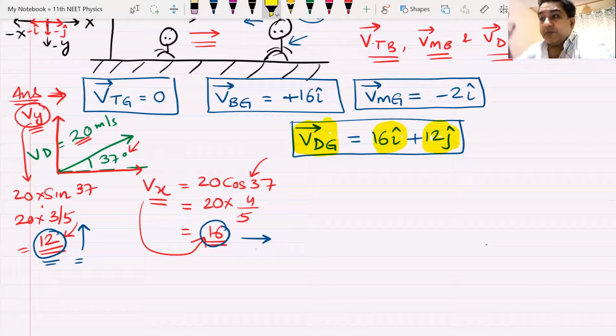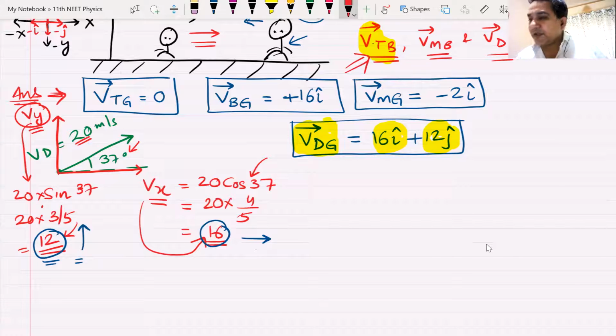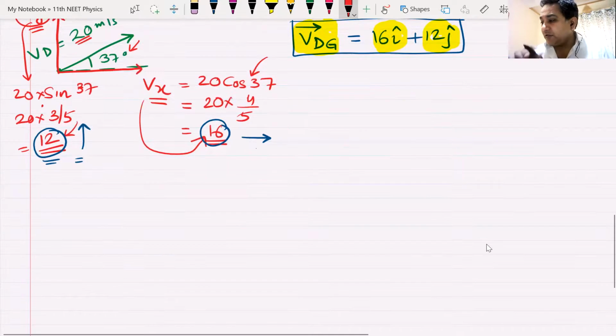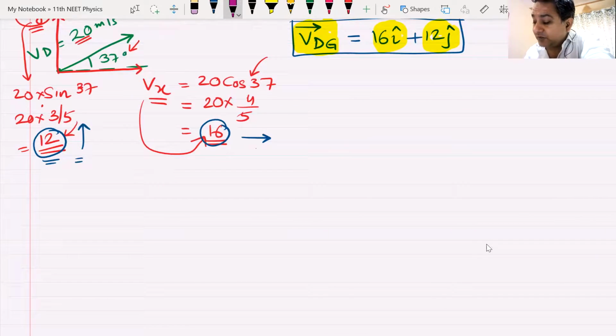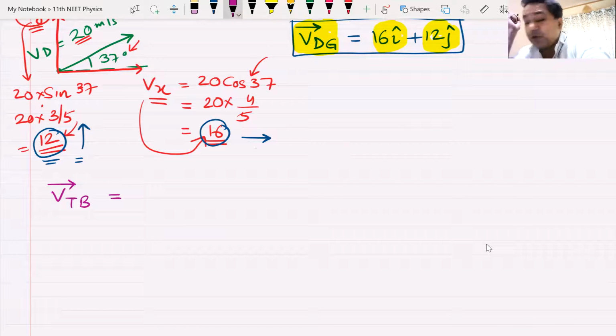Good one. But see, we have done so much, but still we have not solved the question. Now is the time that we start solving the problem. The first part was velocity of tree with respect to boy. Who is going to tell me what is the velocity of tree with respect to boy? How will I find it out?